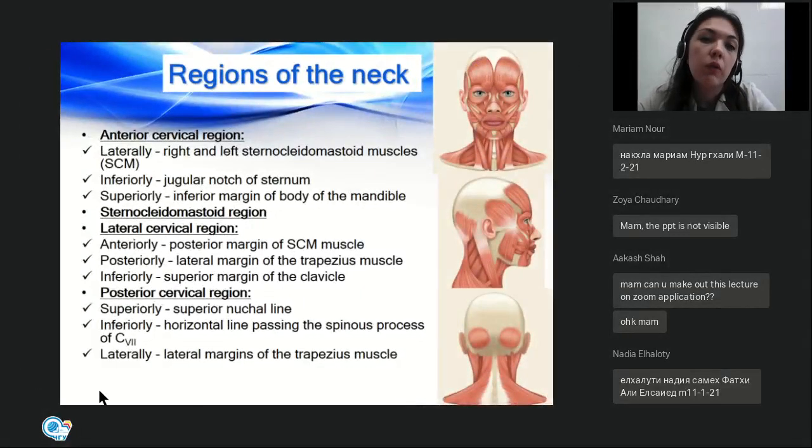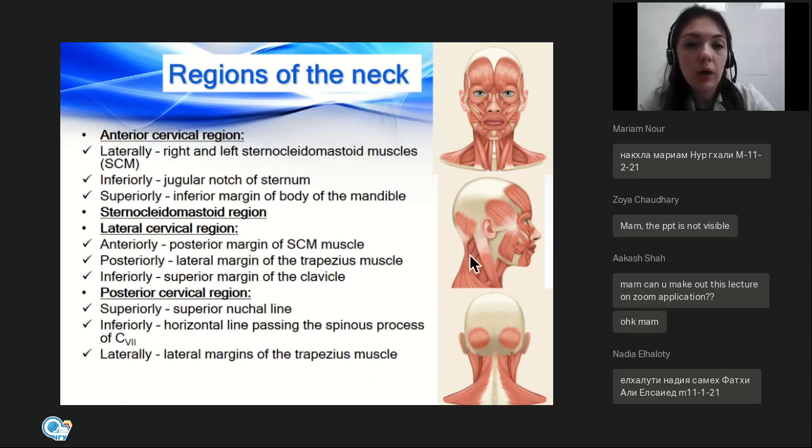Okay, yes. So first, the anterior cervical region, as I have already told you. Laterally, it is bounded by the right and left sternocleidomastoid muscles, inferiorly by the jugular notch of the sternum, and superiorly by the inferior margin of the body of the mandible. Here, this is the anterior cervical region. Then the sternocleidomastoid region, regio sternocleidomastoidus, corresponds to the outlines of the sternocleidomastoid muscle.